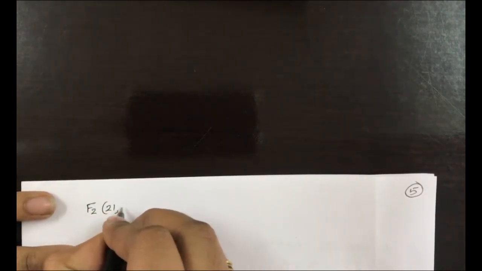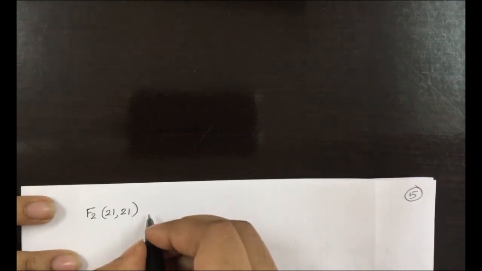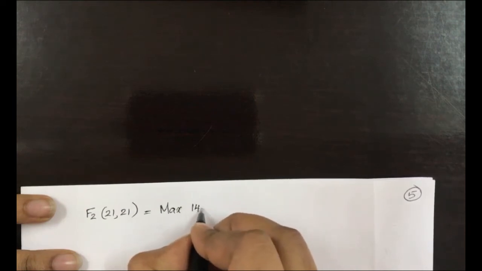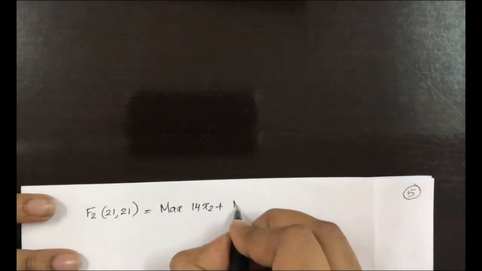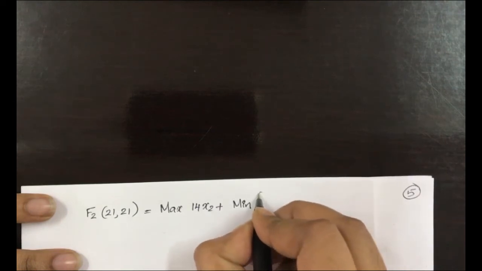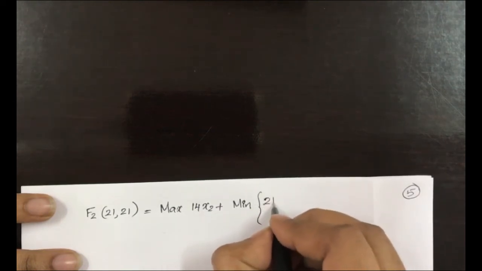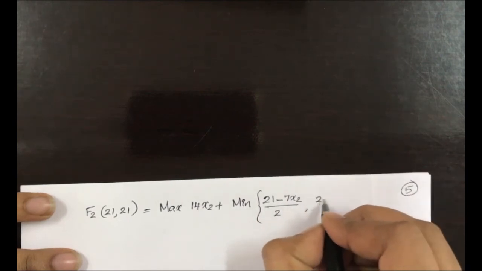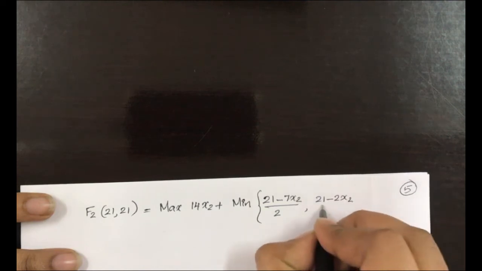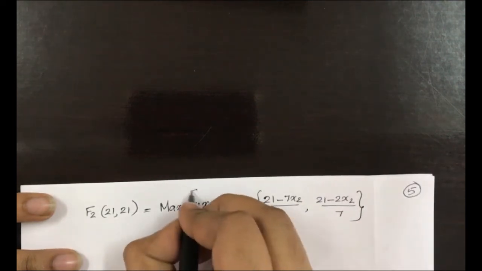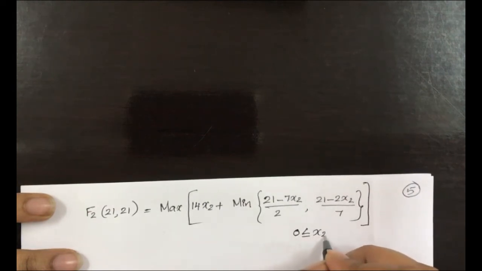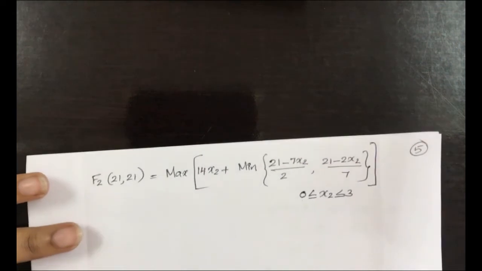We are writing the function f2 of s2 equals maximum of 14x2 plus minimum of (21 minus 7x2) divided by 2 comma (21 minus 2x2) divided by 7. This was the maximization function, where 0 is less than or equal to s2, which is less than or equal to 3.